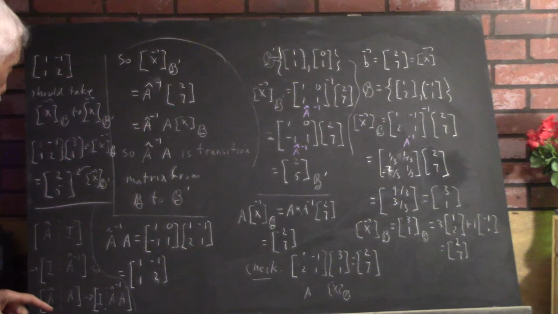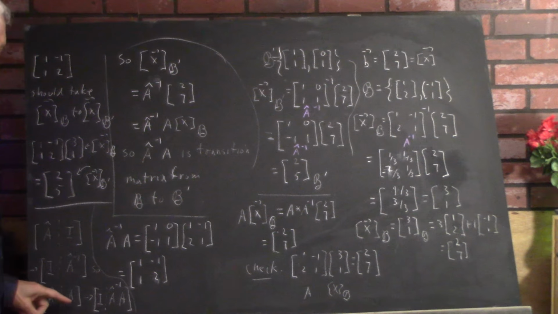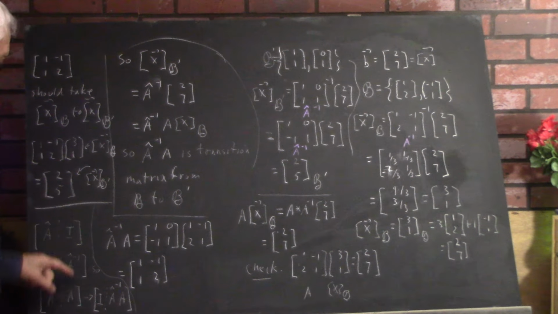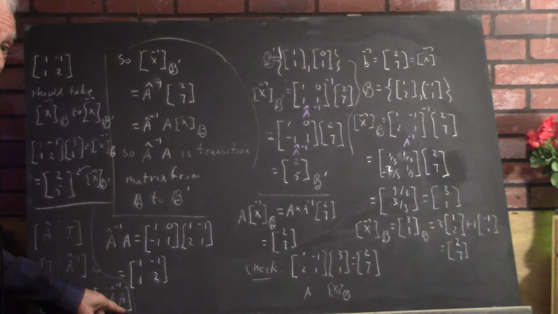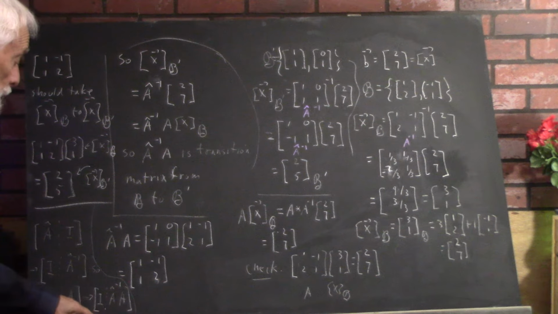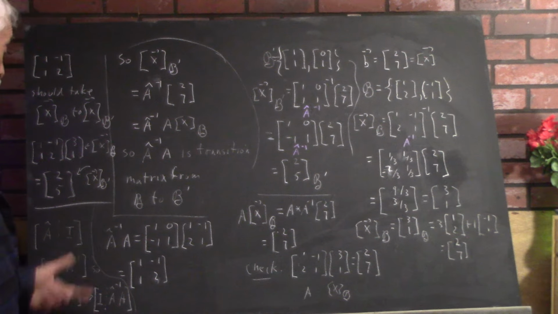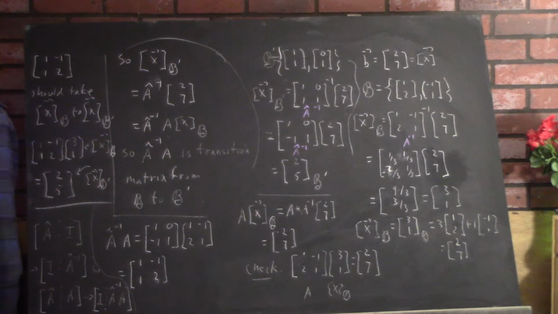So it follows that if you do A hat augmented by A and reduce that down to I, well, reducing A hat down to I gives you an A hat inverse over here. If you start with I, it gives you A hat inverse. If you start with matrix A, it gives you A hat inverse times A. And if you think about that, it's not too hard to understand how it works and why it works.